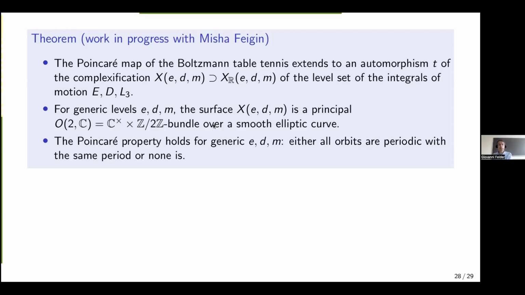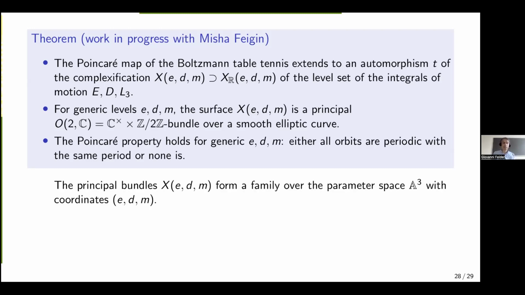Now it turns out that the Poncelet property holds for generic E, D, M. So either all orbits are periodic with the same period, or none is. More precisely, how does this look? First of all, we have a family of such principal bundles. We have a parameter space, which is an affine 3-dimensional space, with coordinates E, D, M, the values of the integrals of motion. And then for each value of E, D, M, we have this fiber, which is a principal bundle for that group. It has 2 components.